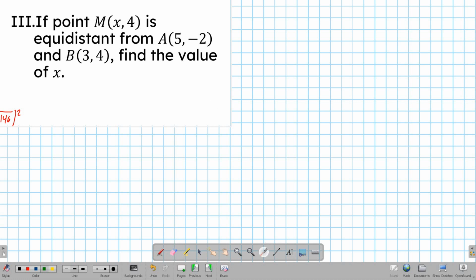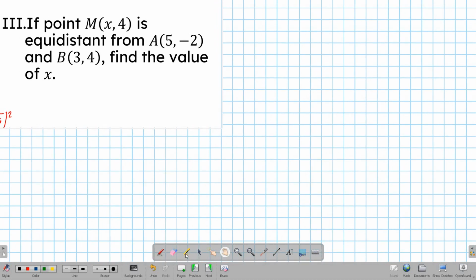If point M is x, 4 is equidistant from A and B, we're asked to find the value of x. So, when we say equidistant, we can tell that equidistant means it's the same distance. Therefore, if M is equidistant from A and from B, we say that the length of line segment AM is the same as the length of line segment BM. So we need to find this distance and determine whether they are actually equal or not.